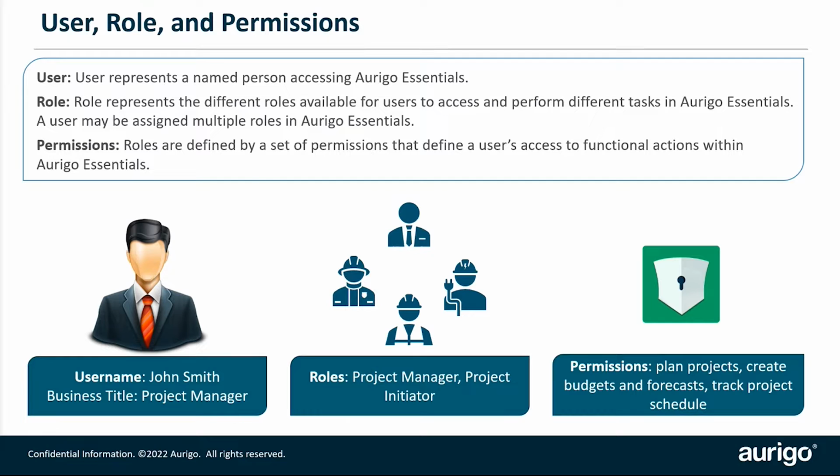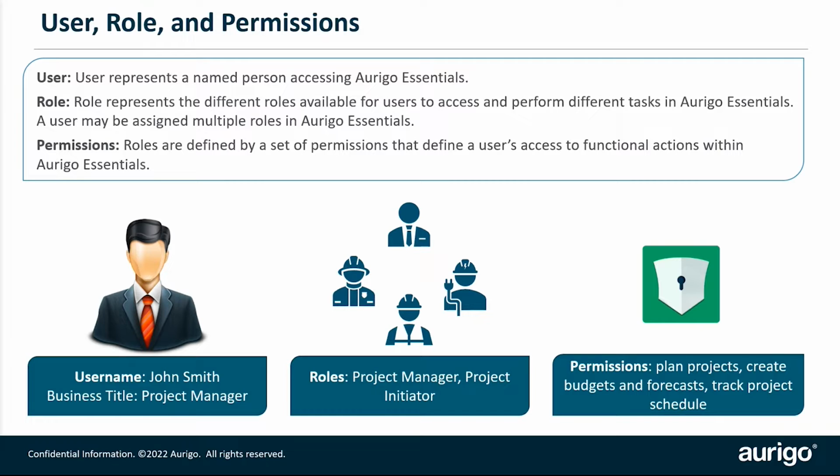Now, let me talk about the concept of permissions. Yes, we have these different roles assigned to our user accounts within Essentials. What does this role signify? Each role signifies the permissions that are provided to that user to perform certain actions. So each role has a set of permissions assigned to them. So a project manager role will have permissions to create projects, create budget and forecasts. An administrator role will have permissions to create user accounts, create custom forms within our Essentials. So those are the permissions that are defined for these different roles.